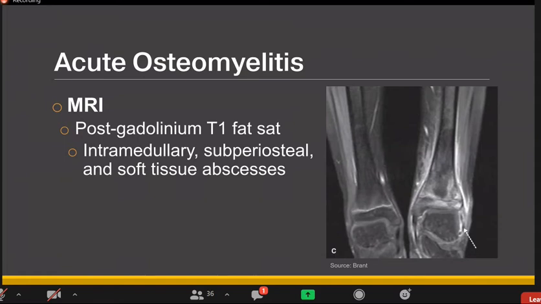So a contrast can be given to these patients. And in this post-contrast T1 FAT-SAT, we also see abnormal enhancement with mild synovitis in this case. This is best to distinguish intramedullary, subperiosteal, and soft tissue abscesses.